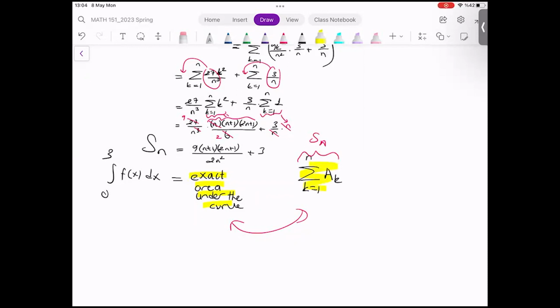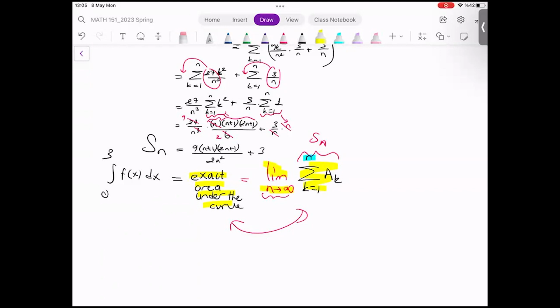But how can I make them the same? The more rectangles you have, the less error you obtain, right? So if I send the number of rectangles, n, to infinity, then there will be no errors anymore. The sum of infinitely many rectangles will cover the exact area under the curve, okay? That's the idea. So once you put the limit notation here as n goes to infinity, this is very important. Only then you find the exact area under the curve.